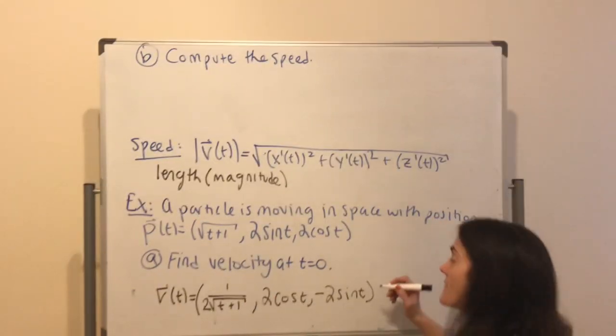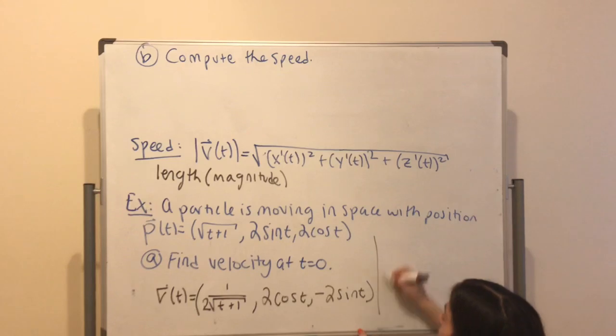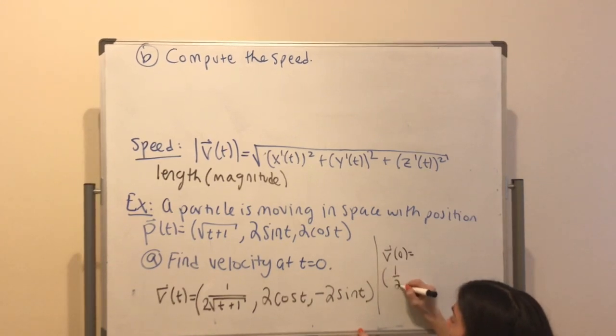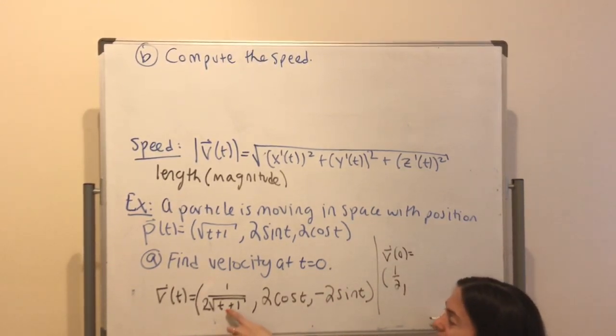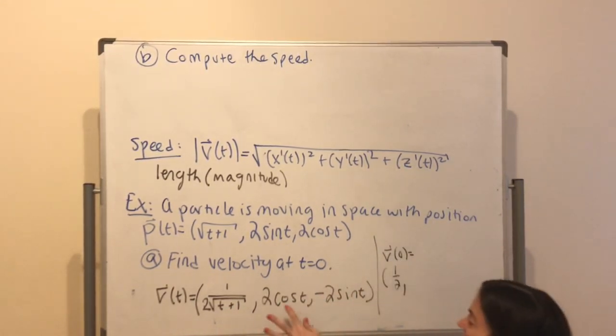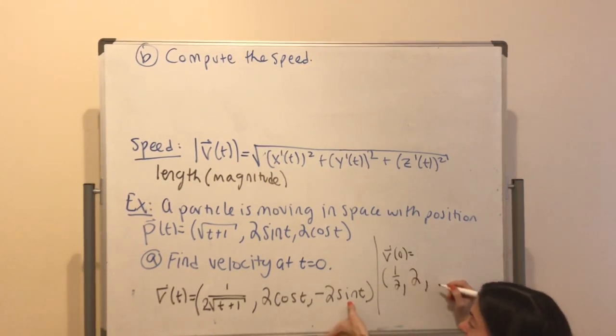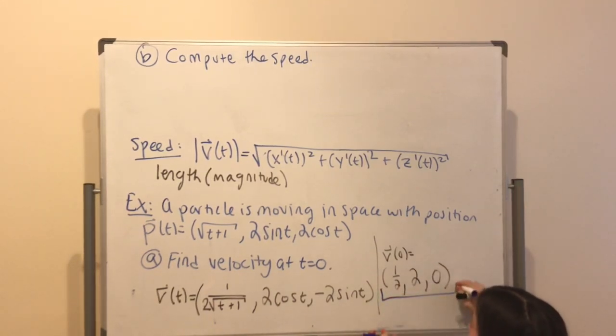Okay, now we evaluate this at 0 to get the answer to part A, which is a half, because 0 plus 1 is 1. And then the cosine of 0 is 1, and the sine of 0 is 0. Okay, so here is the answer to part A.